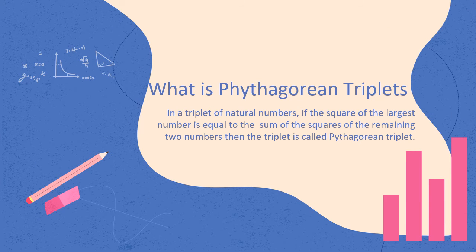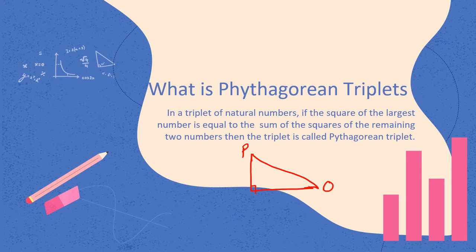The triplets are basically a set of natural numbers, and if the square of the largest number, now here the largest number definitely would be the hypotenuse, is equal to the sum of the squares of the remaining two numbers, then the triplet is called a Pythagorean triplet. Again, the formula that we saw on the triangle PQR, we talked about a right angle triangle.